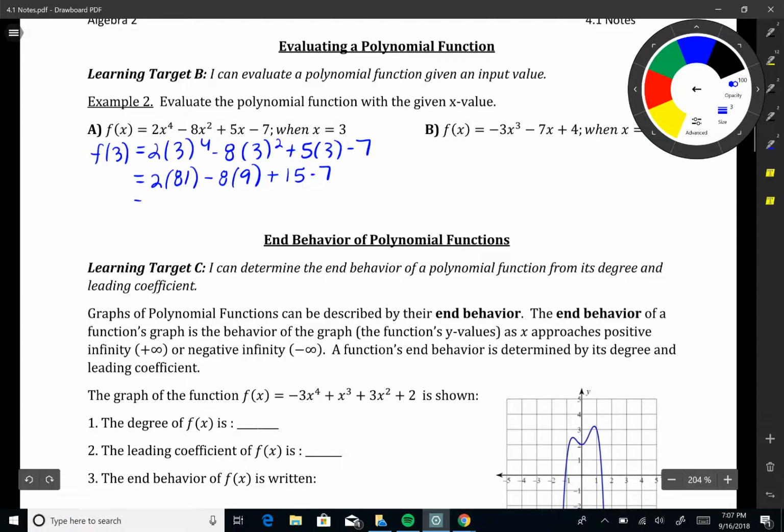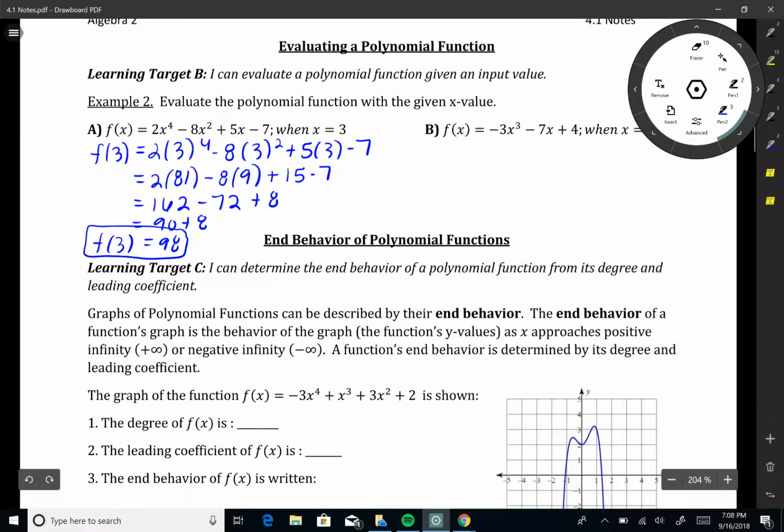Minus 7. All right, 2 times 81 is 162. 8 times 9 is 72. And I can take 15 minus 7, and that is 8. 162 minus 72 is 90. Then I add 8, I get 98. So f of 3 equals 98.